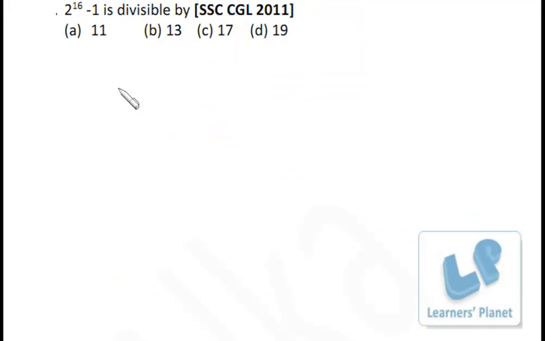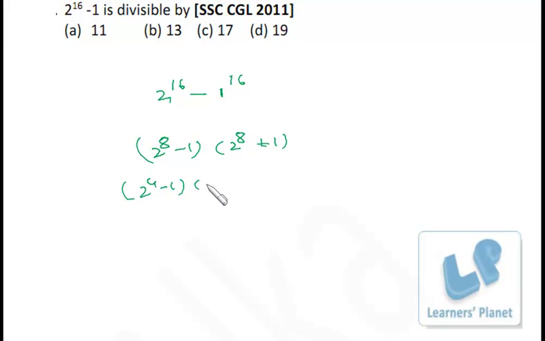2 raised to 16 minus 1 is divisible by what? That's a pretty simple question. It's a raised to 16 minus b raised to 16, where 1 raised to 16 is just 1, right? Now what we can do is factorize it. It can be factorized as (2 raised to 8 minus 1)(2 raised to 8 plus 1). Further it can be (2 raised to 4 minus 1)(2 raised to 4 plus 1), and the same way further (2 raised to 2 minus 1)(2 raised to 2 plus 1), and so on.